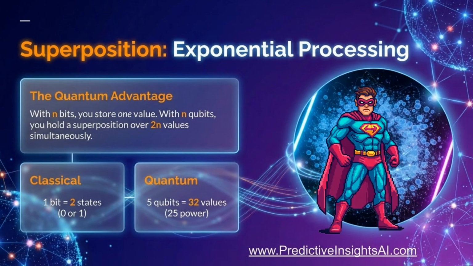The quantum advantage stems from superposition, which enables exponential processing. With n classical bits, you store one value. With n qubits, you hold a superposition over 2^n values simultaneously. For example, 5 qubits can manage 32 values at once, illustrating the massive processing capacity.